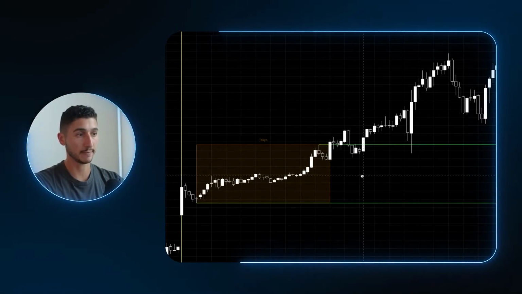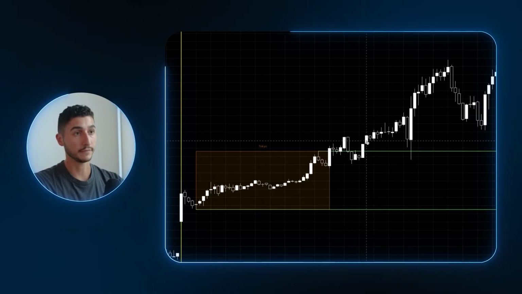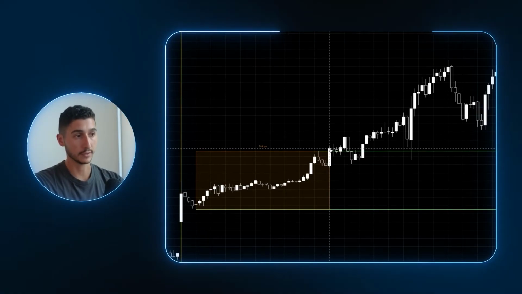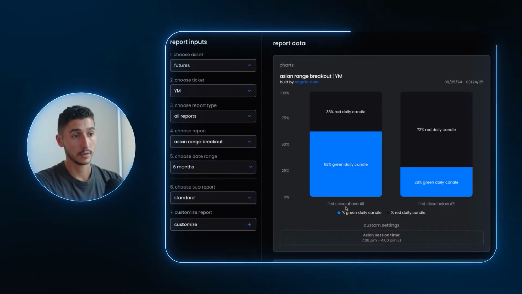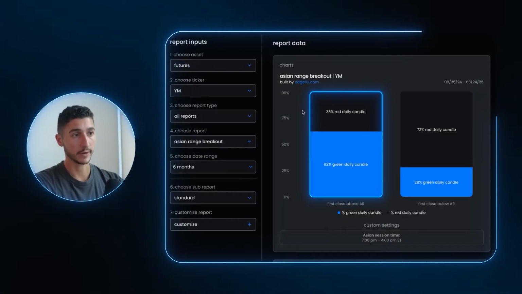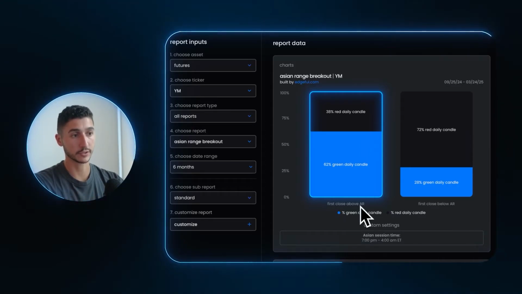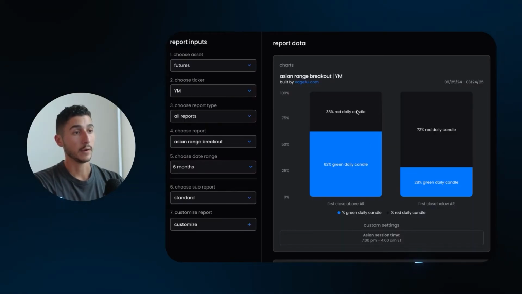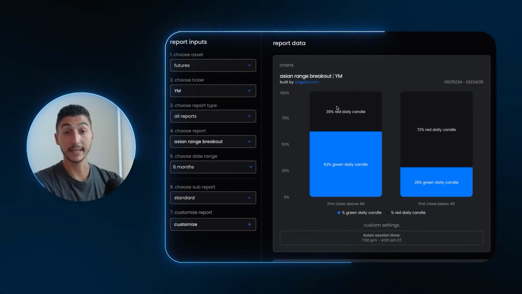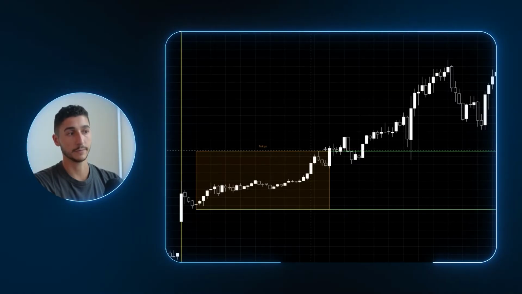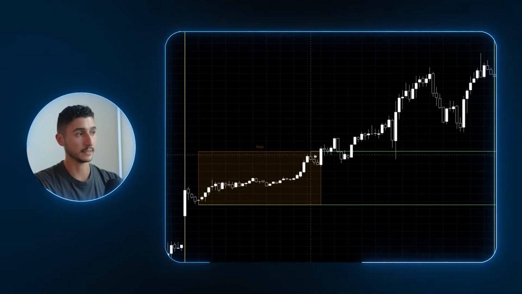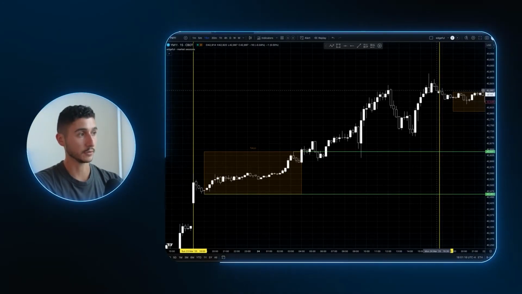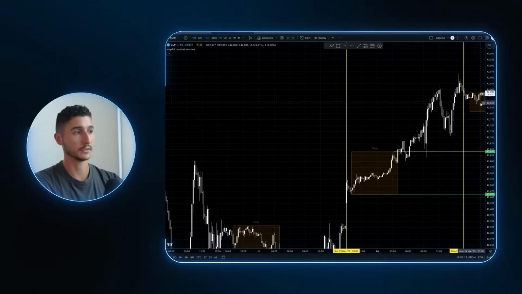We have the Asian range established, obviously. Now we're looking for the first 15-minute close outside of this range. First one is obviously this one right here. Now we fall into this category here, because it says first close above AR, or Asian range. Now we're checking how often does the daily candle close red, or how often does it close green. You can see this day closed green, because from the open of the daily candle to the close of the daily candle, that was obviously positive.